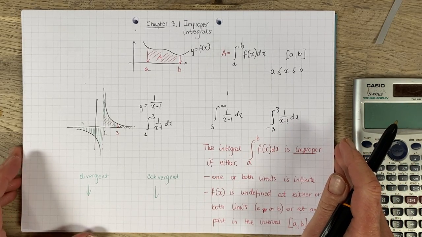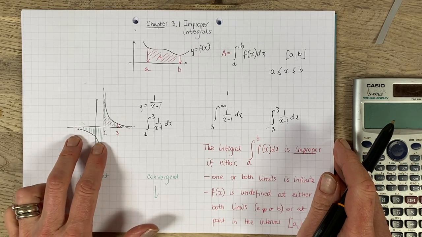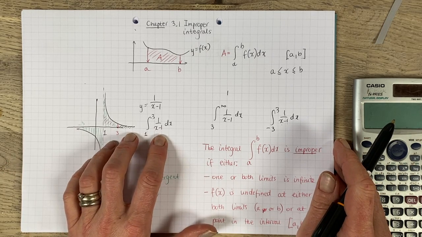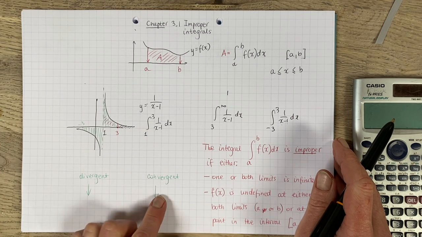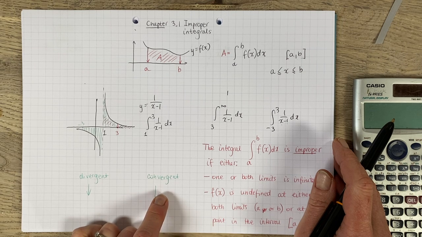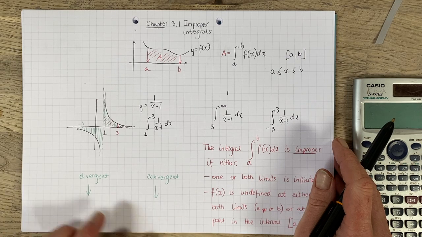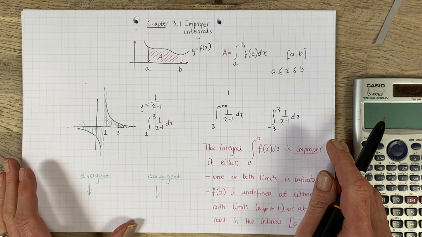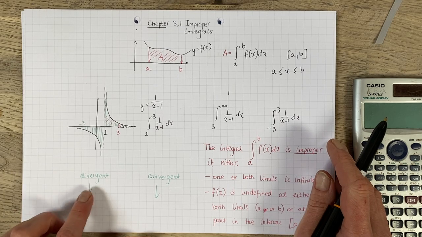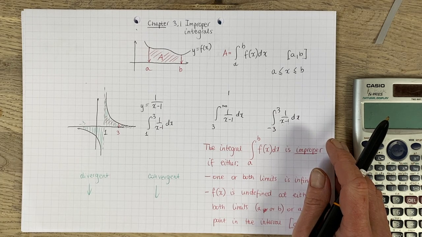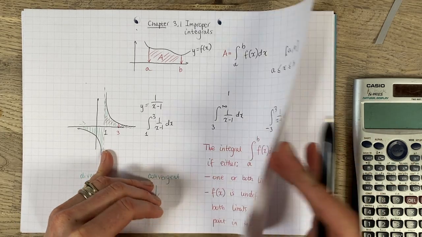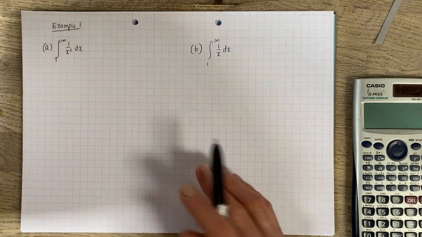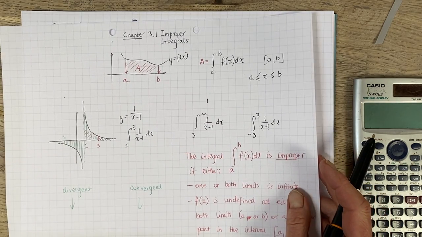In some cases we'll be able to find a value of that integral, so the area, it will be possible to actually evaluate it. And then we'll call that situation a convergent integral. In other cases you will not be able to find it, it will be impossible, then it will be divergent. Okay, so I'll show you how to do it on an example.